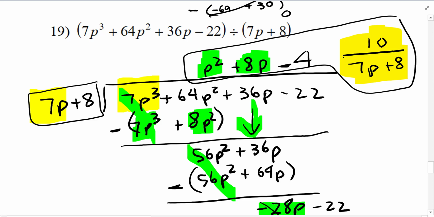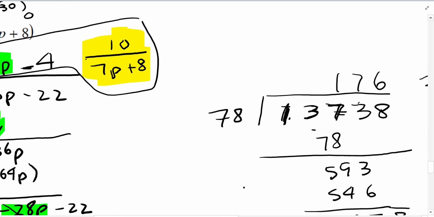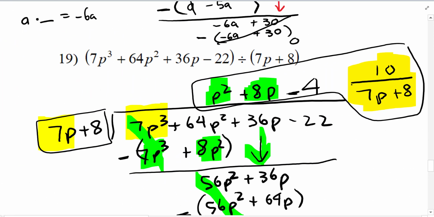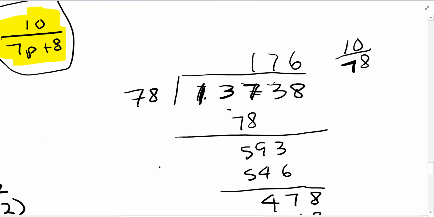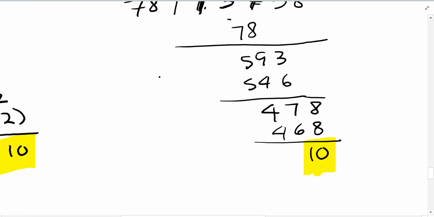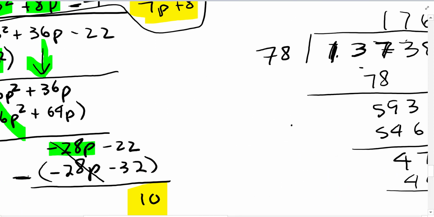But I'm going to show you something very quickly. Let's substitute all of the p's with a 10. So 7 times 10 is 70. That would be 78. That would be 1,000. That would be 6,400. 360 minus 22. When we do this long division right here, we also end up with a remainder of 10.